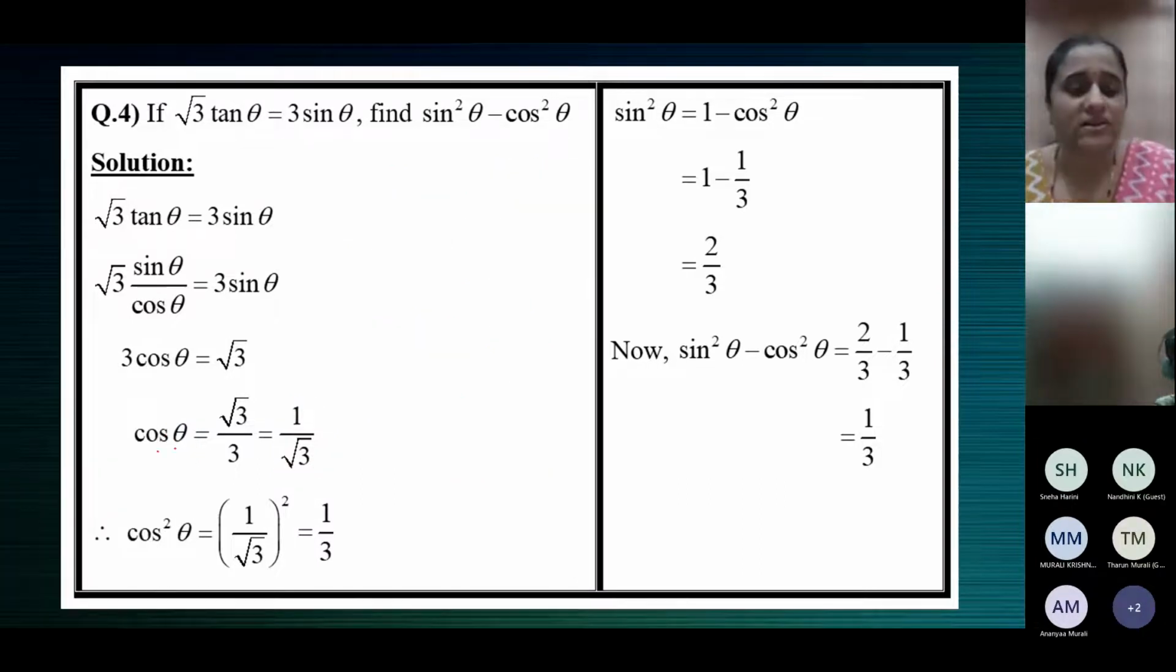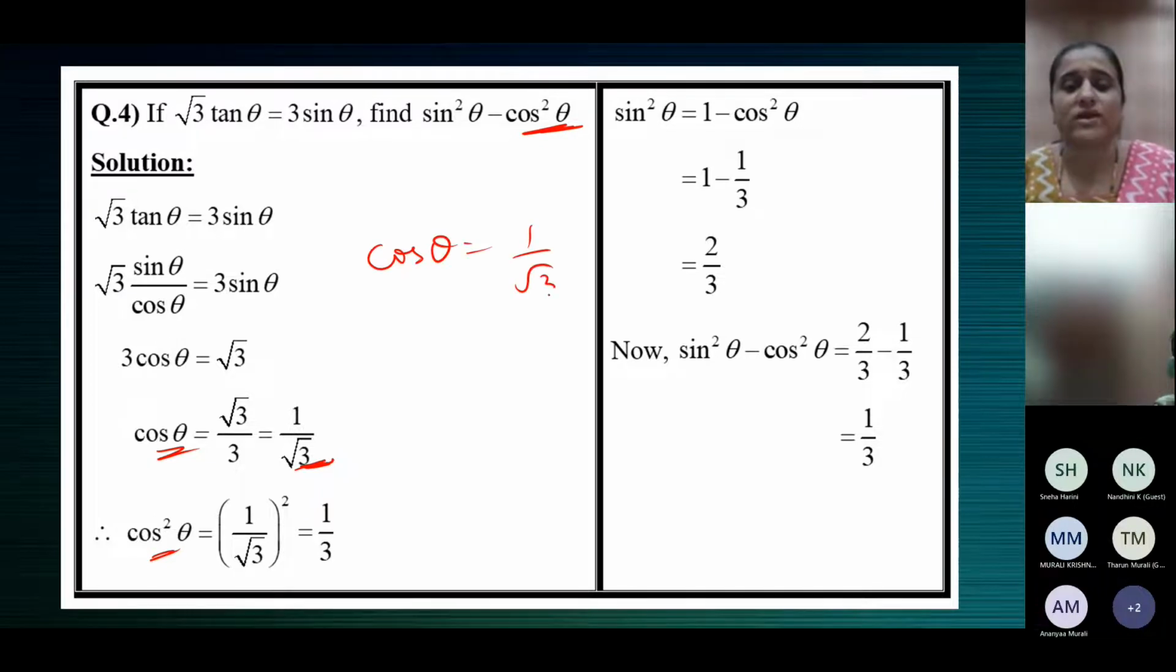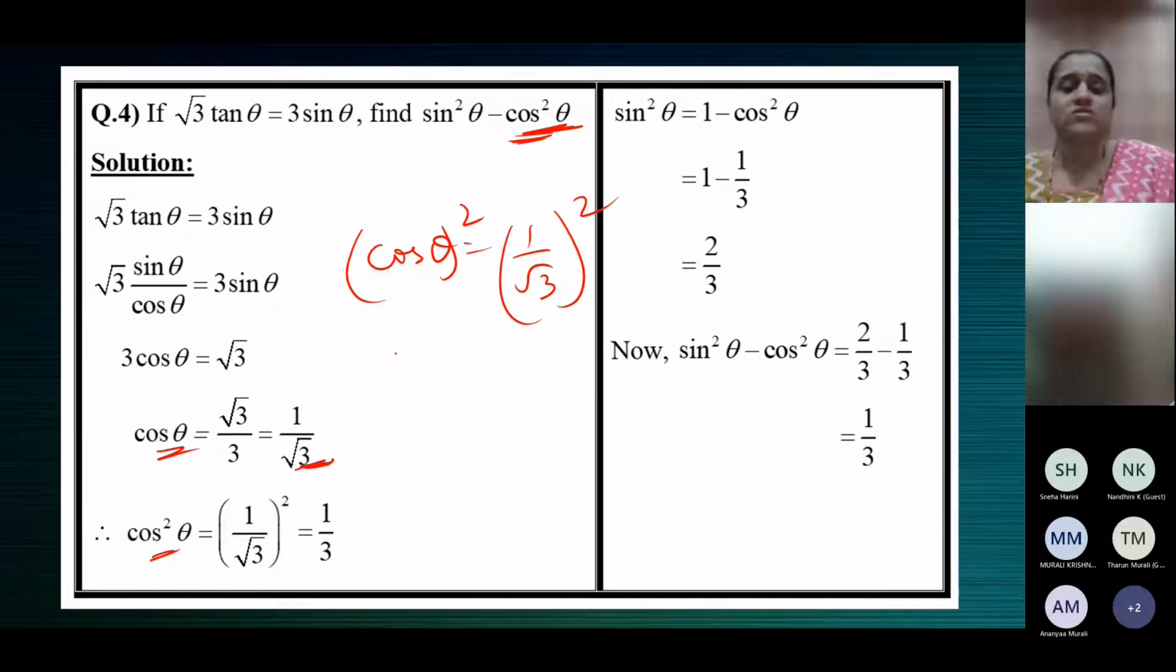All right. So cos theta is equal to 1 by root 3, and we need to find cos square theta. So we square on both the sides, because we need the value of cos square theta. Cos theta the whole square is equal to 1 by root 3 the whole square. So on squaring both the sides, we get cos square theta is equal to 1 by 3.